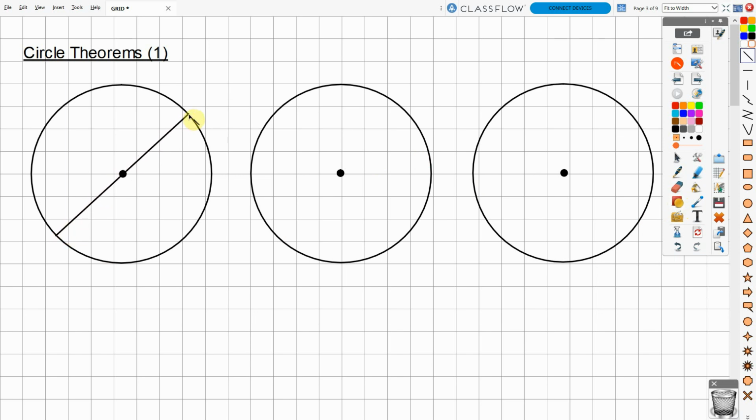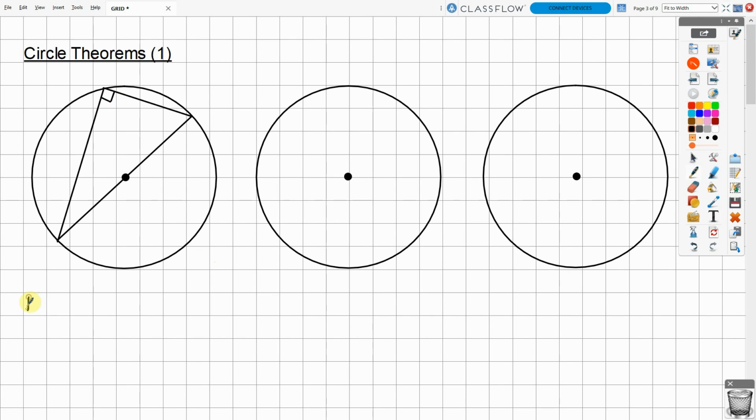Let's suppose we have a circle and the diameter is drawn in, splitting the circle into 2 semicircles. If you have that arrangement and that diameter is the side of a triangle where the third corner of the triangle is on the circumference of the circle, what we have is a triangle in a semicircle. And this first circle theorem states that the angle in a semicircle is 90 degrees.